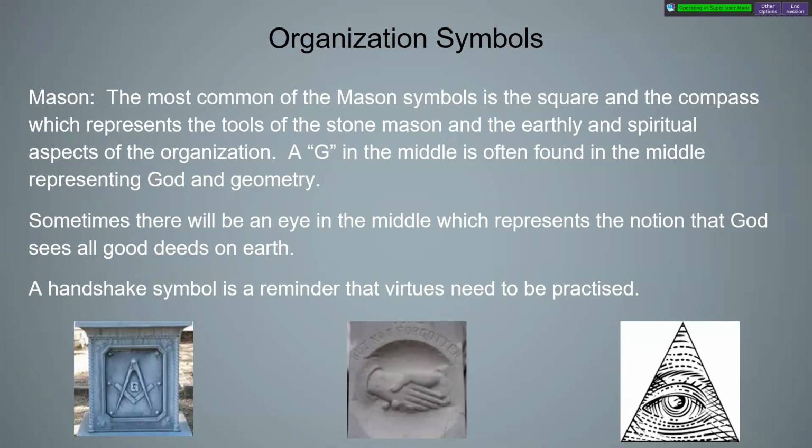Sometimes there's an I in the middle of the stone too. I've seen that as well. That represents the notion that God sees all good deeds that they have done on earth. A handshake symbol is a reminder that virtues need to be practiced, and that is still a Masonic symbol. If you look on the far right in the bottom, that's where you see the I. So if you look on the left, you see the common one with the G. You might see the one on the far right too. If you do see that, it means it is a Masonic symbol and the person was a Mason.